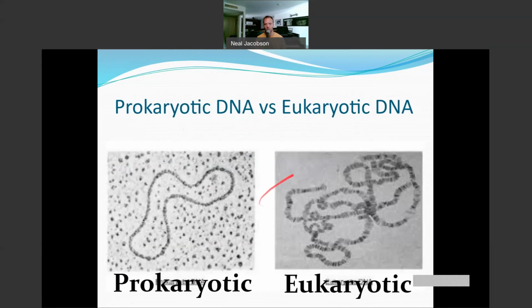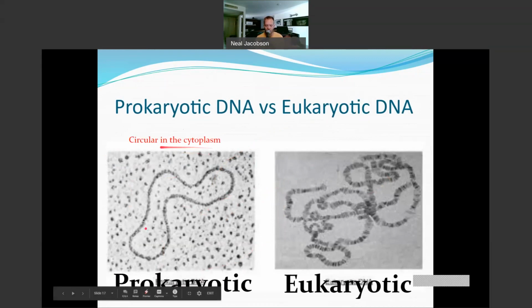I briefly mentioned this earlier, but here we go. Prokaryotes have circular chromosomes, and they exist in the cytoplasm because prokaryotes don't have a nucleus. They don't have a place to keep the DNA other than the cytoplasm. And then for eukaryotic chromosomes, this one is in its euchromatin state. Part of it is in heterochromatin, some of it is tightly packed up, but a lot of it is loose and unwound.